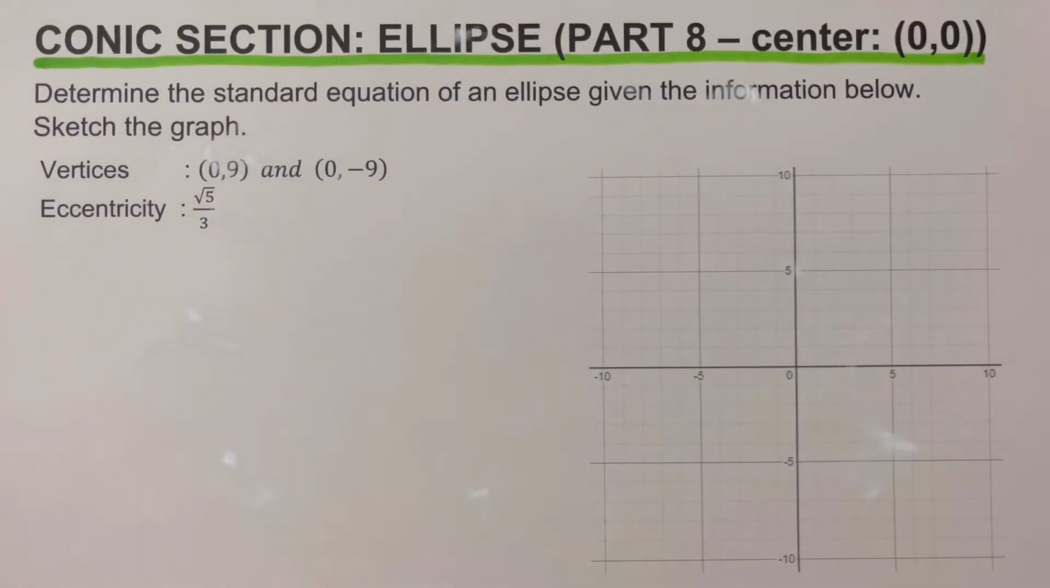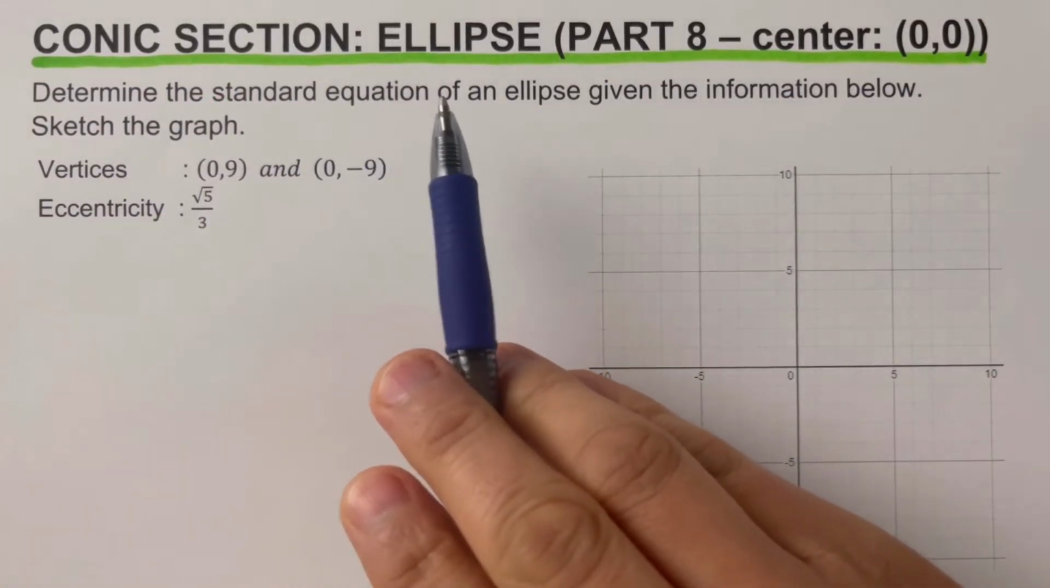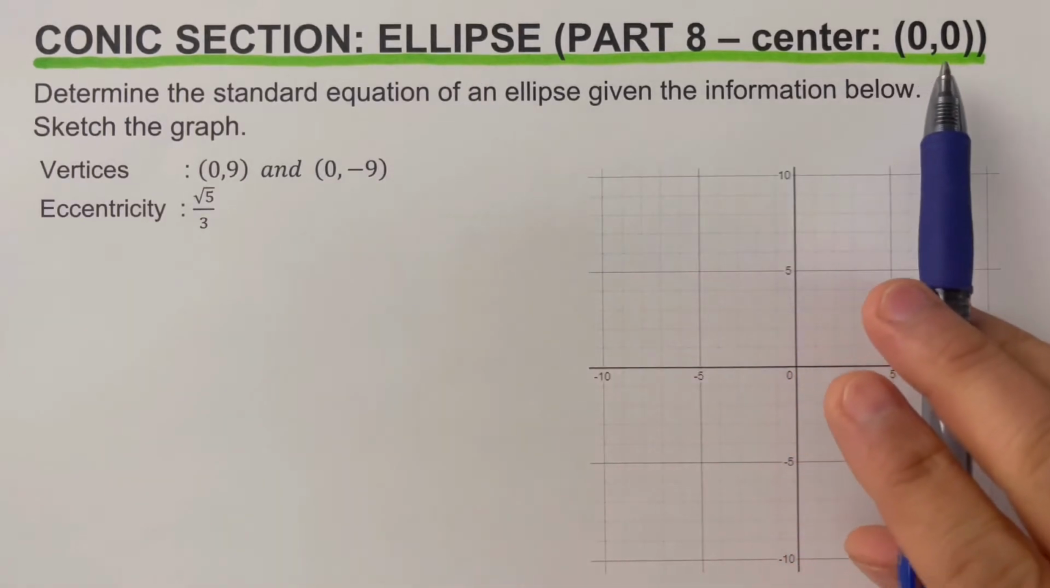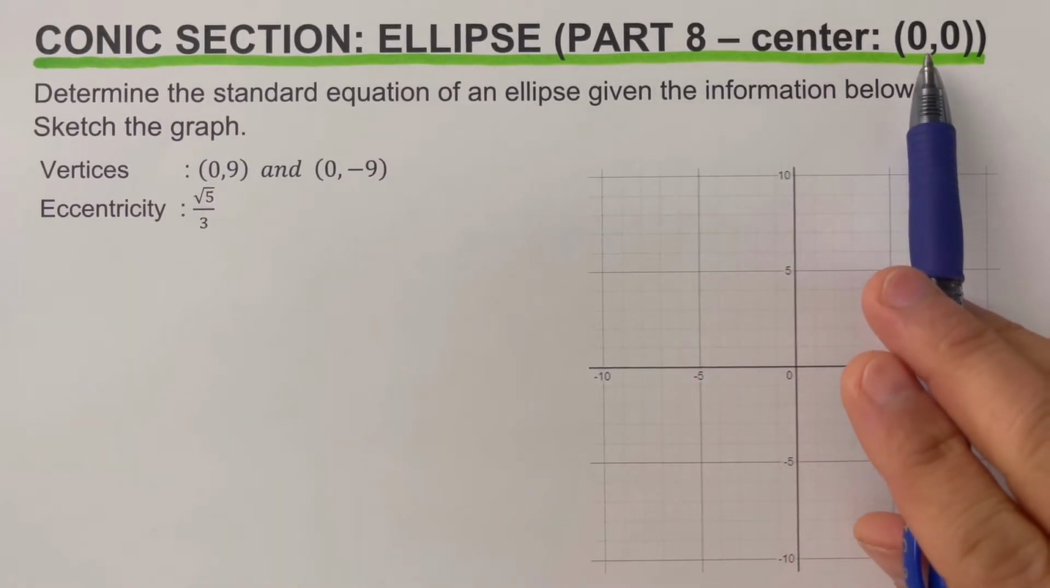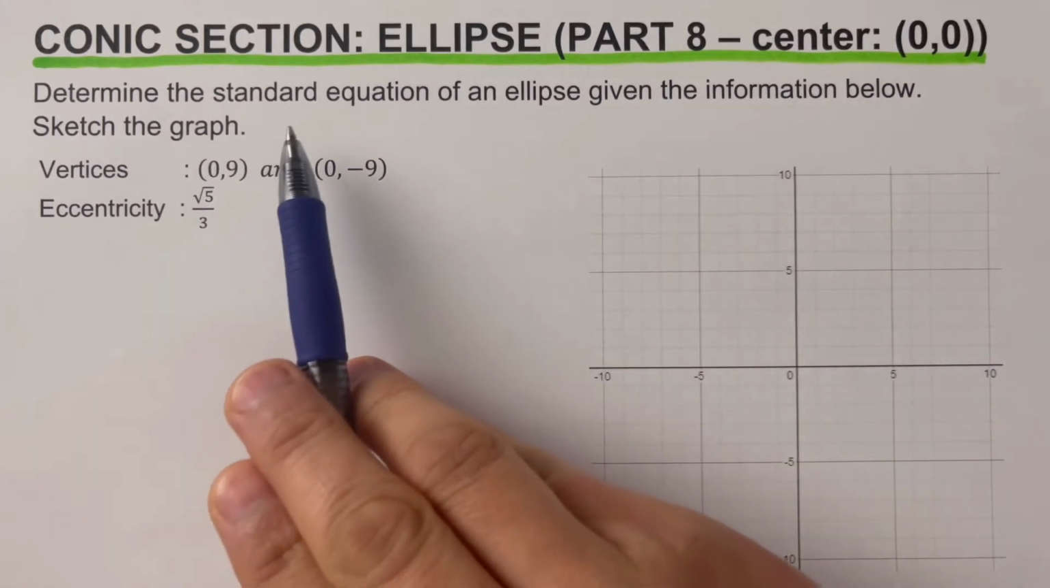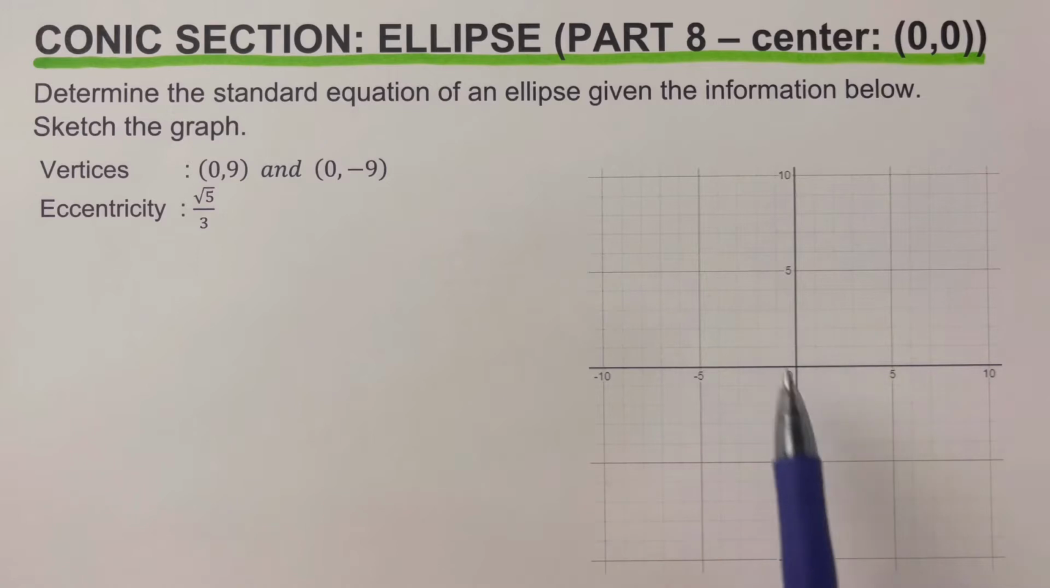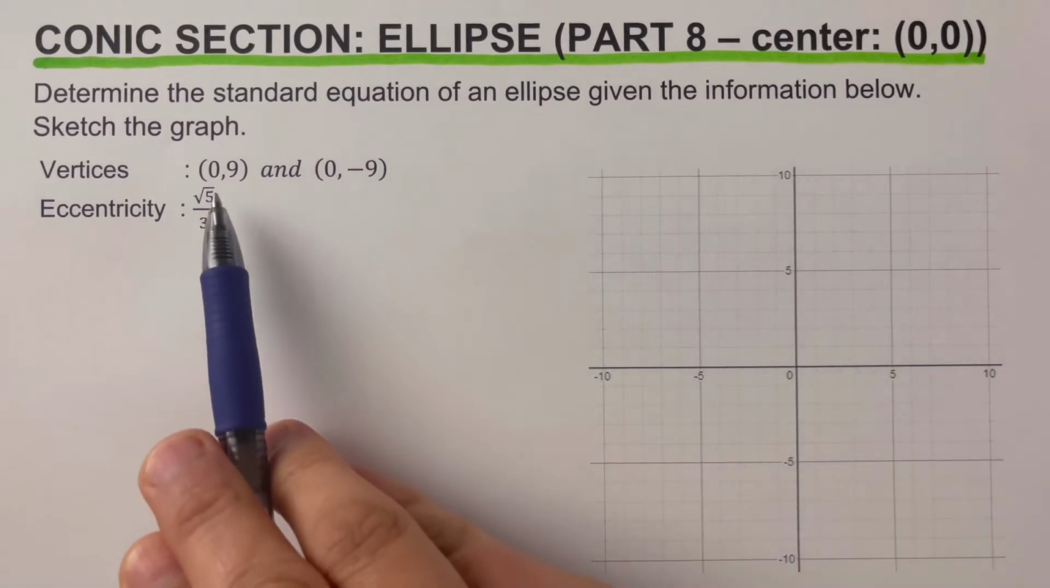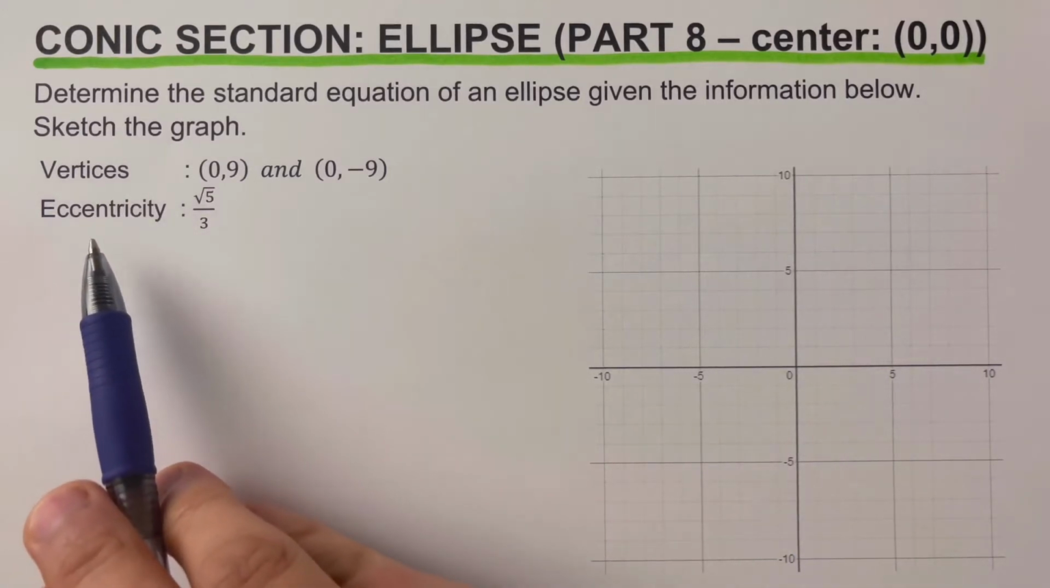Everyone, this video will focus on conic sections, specifically on ellipse with center at (0, 0) or at the point of origin. And this is the 8th part. In this part, we're supposed to determine the standard equation of an ellipse and we're supposed to graph it. We are given the coordinates of the two vertices and the eccentricity.